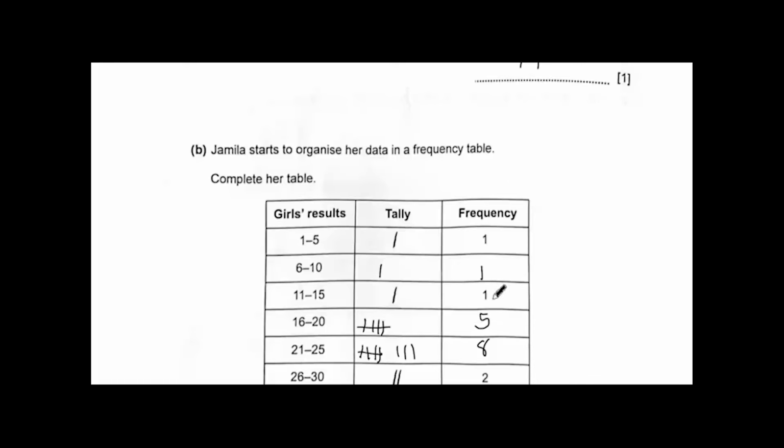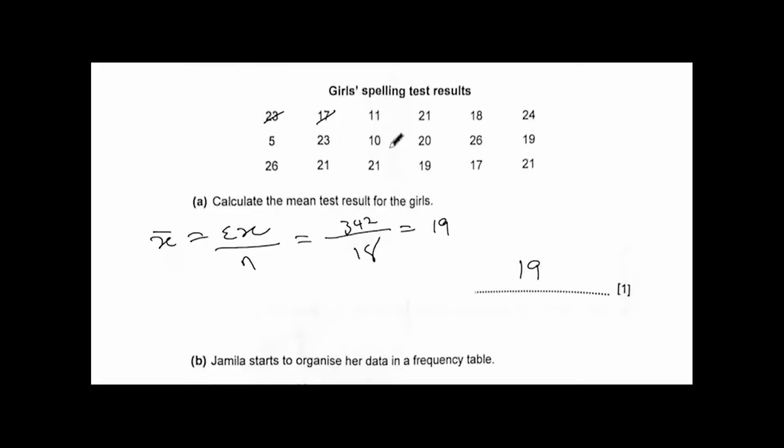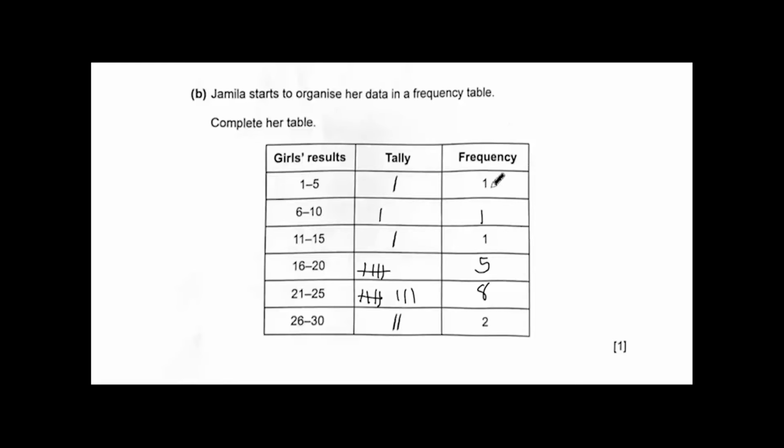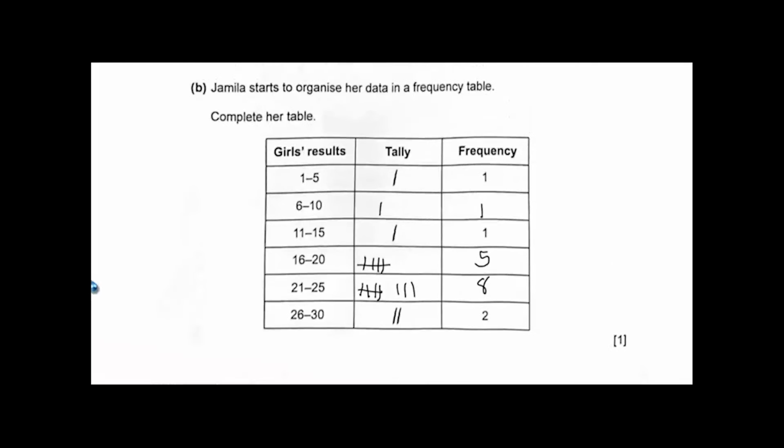Everything should add up to 18, because if you look at the numbers we have there, we have 6 columns and 3 rows. That is 3 times 6, 18. So you can confirm your answer. 1 add 1, 2. 2 add 1, 3. 3 add 5, 8. 8 add 8, 16. 16 add 2, you have 18. So that is how you can check your answer should you miss out any number.